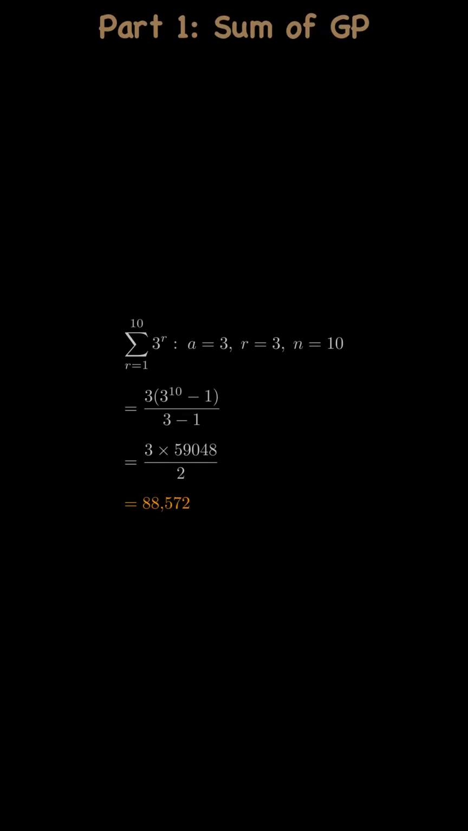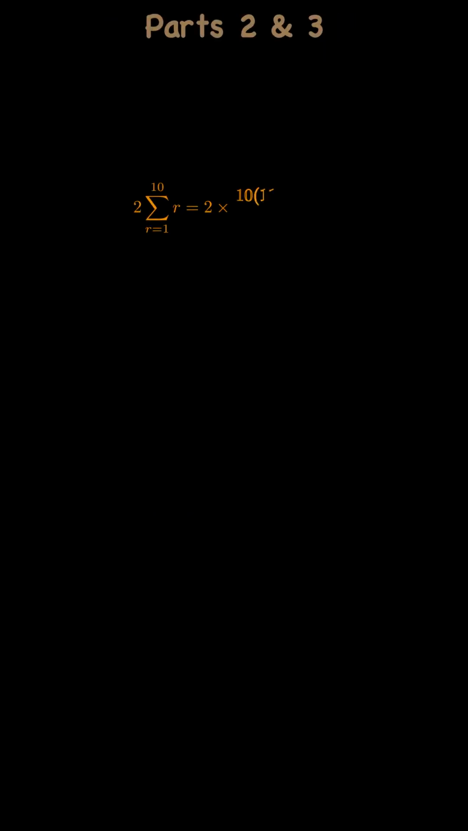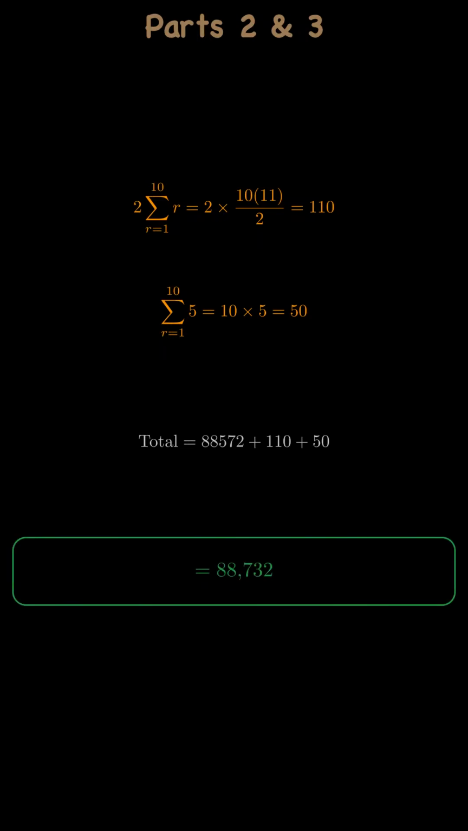Using the GP sum formula, 3 times 3 to the 10 minus 1, all over 2. That gives us 88,572. For part 2, 2 times the sum of r from 1 to 10 equals 2 times 10 times 11 over 2, which is 110. For part 3, the sum of the constant 5, 10 times, equals 50.